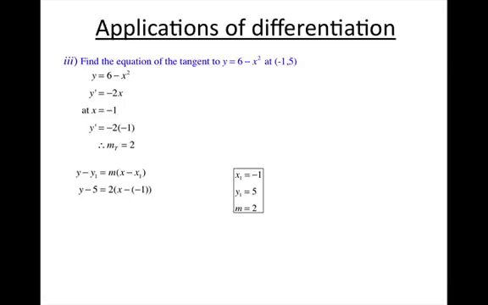Perfect. We can expand through the negative and the negative, make the positive, and then expand the 2 through. y minus 5 equals 2x plus 2. Put the 5 on the other side, y equals 2x plus 7.